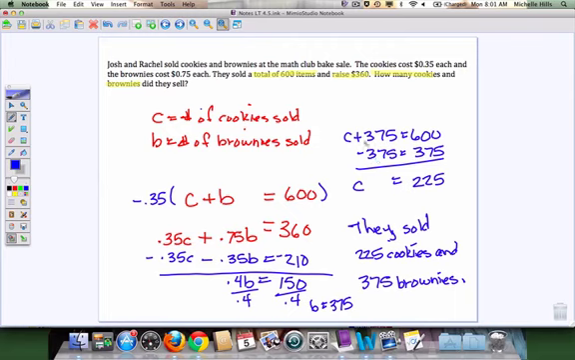Again, notice that the two things they're asking me to find become my two variables, and I define those. That's required. I write two different equations that have both of those variables in them. I use one of the methods, either elimination or substitution, that I've learned to solve the system, and then I write one or more complete sentences to actually answer the question being asked.